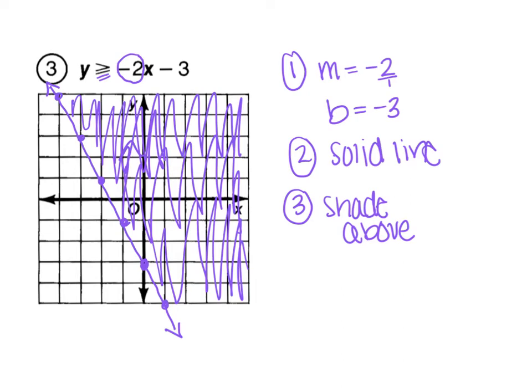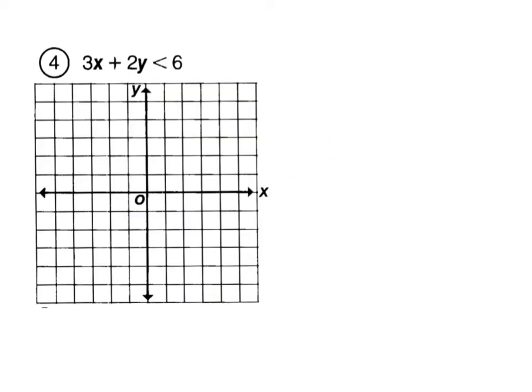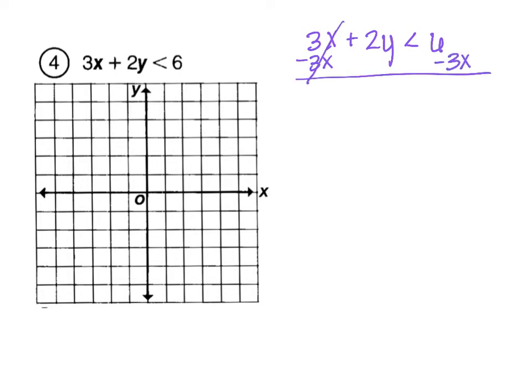And one last example for today. What happens if y is not by itself already? Well, that means my first job is to get y by itself. So if I have 3x plus 2y is less than 6, and I want to get y by itself, I'm going to start by moving the x to the other side. That means 2y is less than, I'm going to put the -3x first, and then this is a +6. And finally, I need to divide all of the pieces by 2.